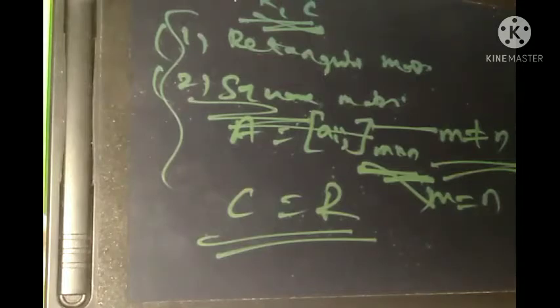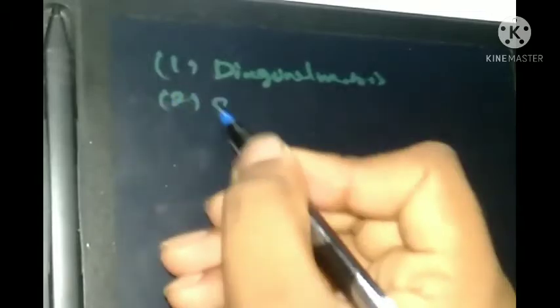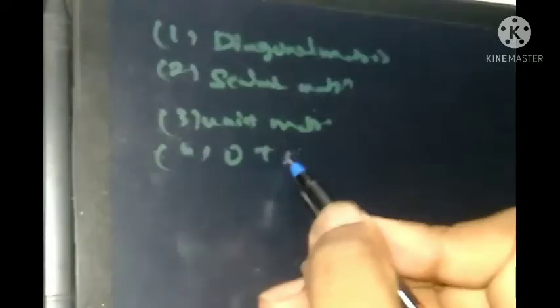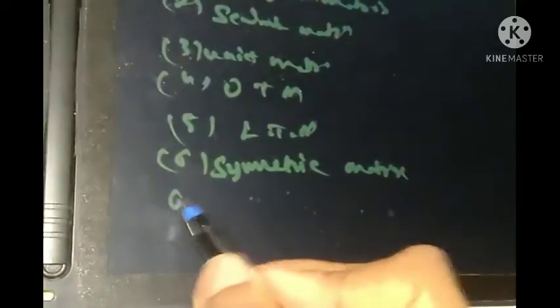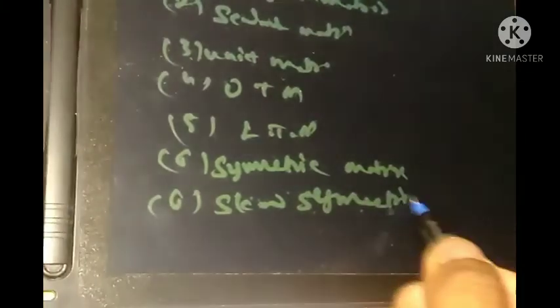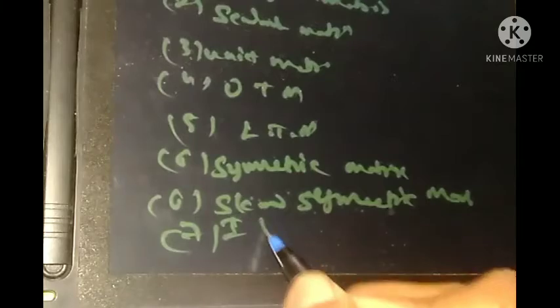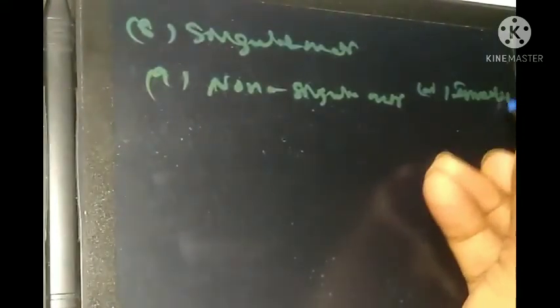Again, the square matrix is divided into other matrices, that is diagonal matrix, scalar matrix, unit matrix, upper triangular matrix, lower triangular matrix, symmetric matrix, skew symmetric matrix, and the seventh one is idempotent matrix, and the eighth one is singular matrix, and the ninth one is non-singular matrix, or invertible matrix. We also call this matrix an invertible matrix.